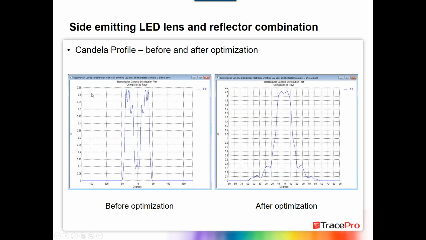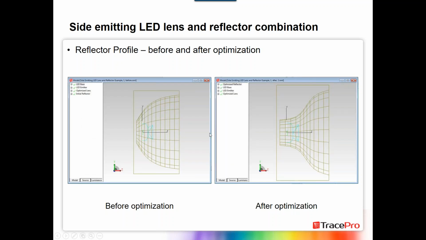Also notice the intensity change went from 0.65 up to 2.1. So 3 times the intensity with this reflector optimized. And then the before and after shots. So here's our optimized design.